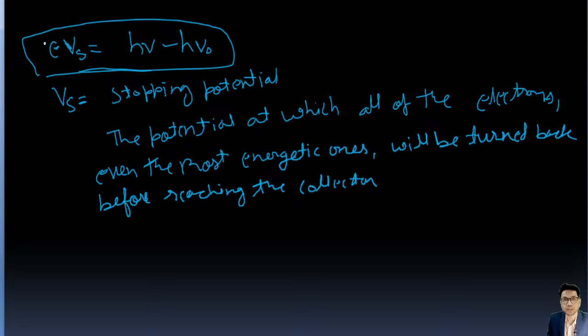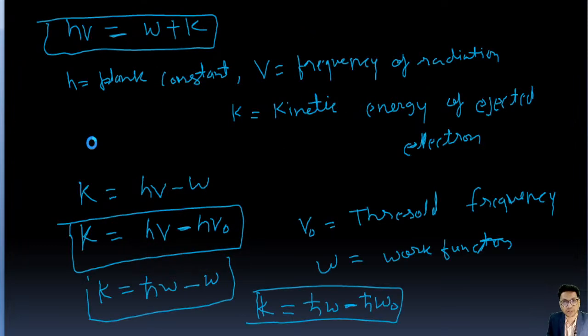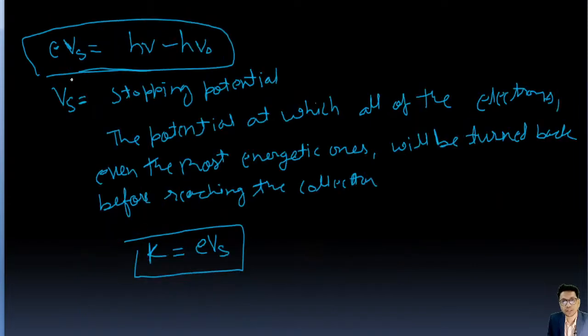In this case, the maximum kinetic energy of the ejected electron is going to be eV_s. This formula we already know: K equals h nu minus h nu 0. Instead of K we have written eV_s. So at this point, the kinetic energy of the electron is equal to eV_s. This is a very important one.